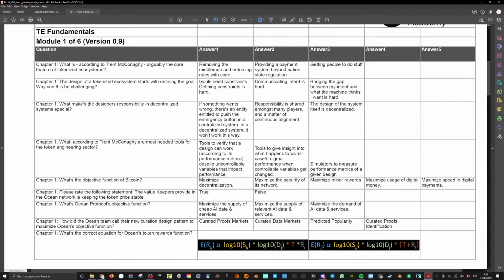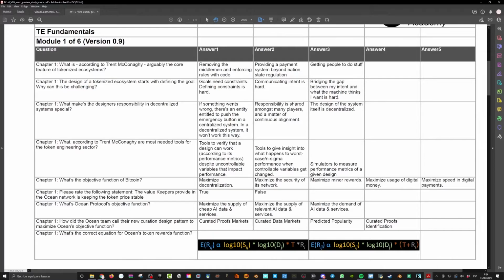Okay, number 3. What makes the designer's responsibility in decentralized systems special? Any takers for this one? Lutra, I feel like Lutra went through all the questions. Sorry, I'm late. I had to activate my mic. I guess it's answer number 1. Yeah, we thought so too. Maybe number 3, we were like, maybe it's also number 3, but yeah.